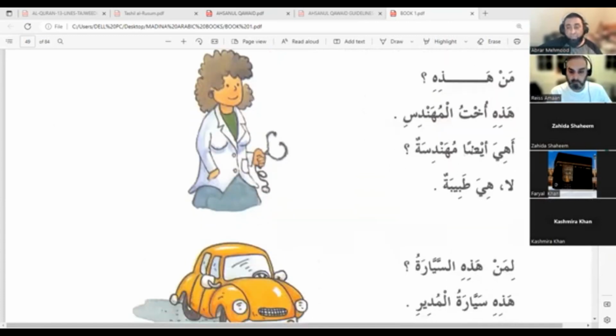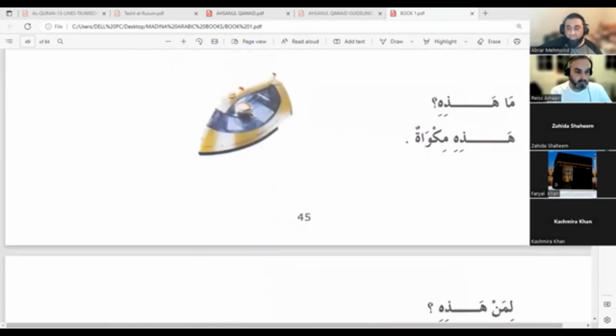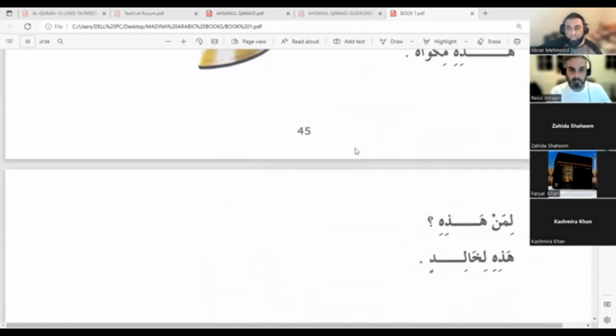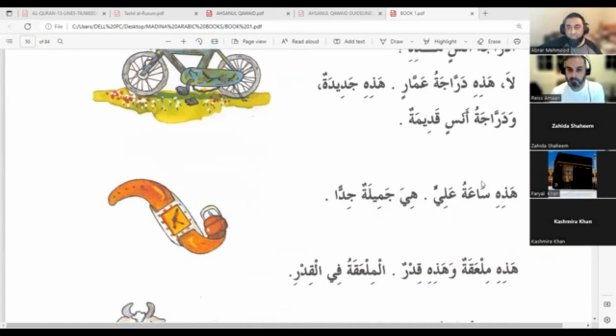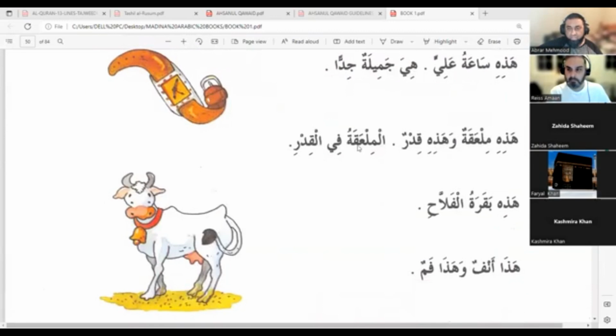We did have a few vocabs as well. I hope we have had a chance to learn those, inshallah. One of the new ones that we had last week was mikwat, which is iron. And then we had darraja as well, which was bicycle. We had a few opposites as well. So yeah, please keep that in mind. And then we had mil'aqa.